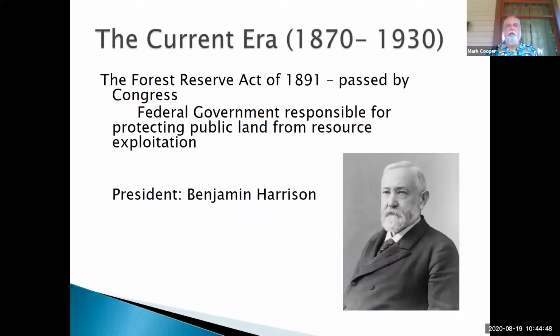So again, we're past the frontier era and the conservationists. I mean, obviously some of these are conservationists also. It's just been kind of separated out this way in Miller's book. And so what we're going to do here is look at Benjamin Harrison.